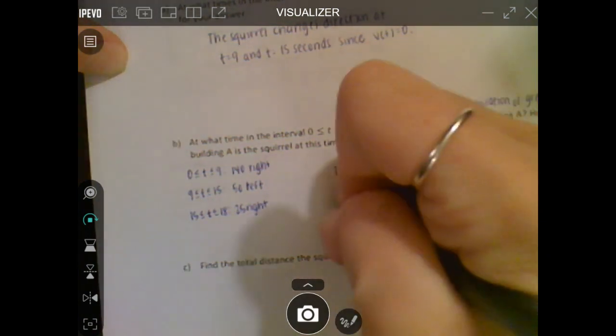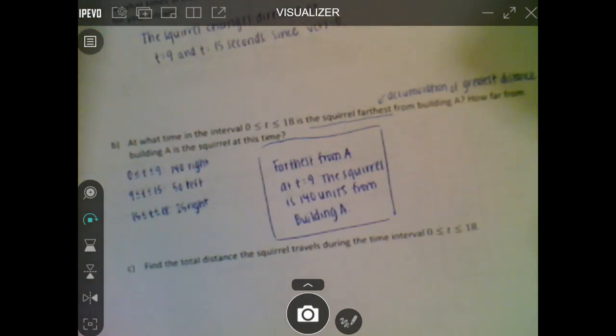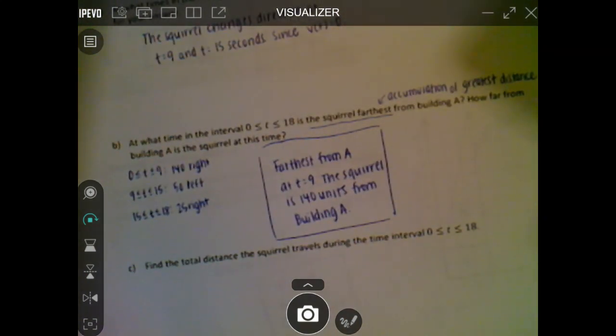So we are farthest from building A at t is equal to 9. And we can say that the squirrel is 140 units from building A at this time, assuming that building A is where we're starting at t is equal to 0. So that's where we've accumulated the most positive distance, would be at t is equal to 9.